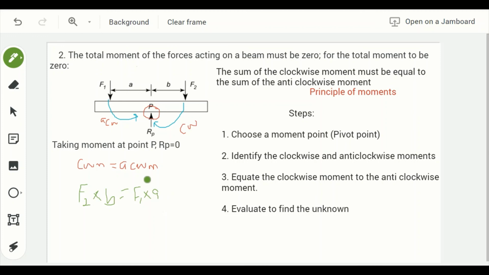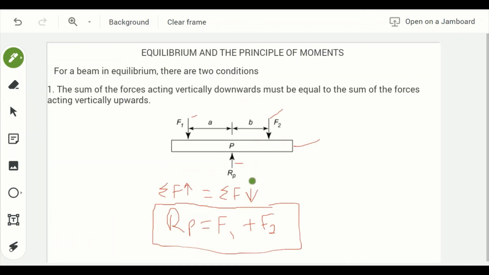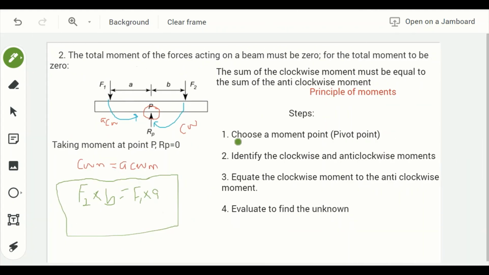So this is how we solve questions on beams in equilibrium. Now, I want us to note something very important, that the first condition is used to solve for forces alone, while the second condition can be used to solve for a force and for the distance.